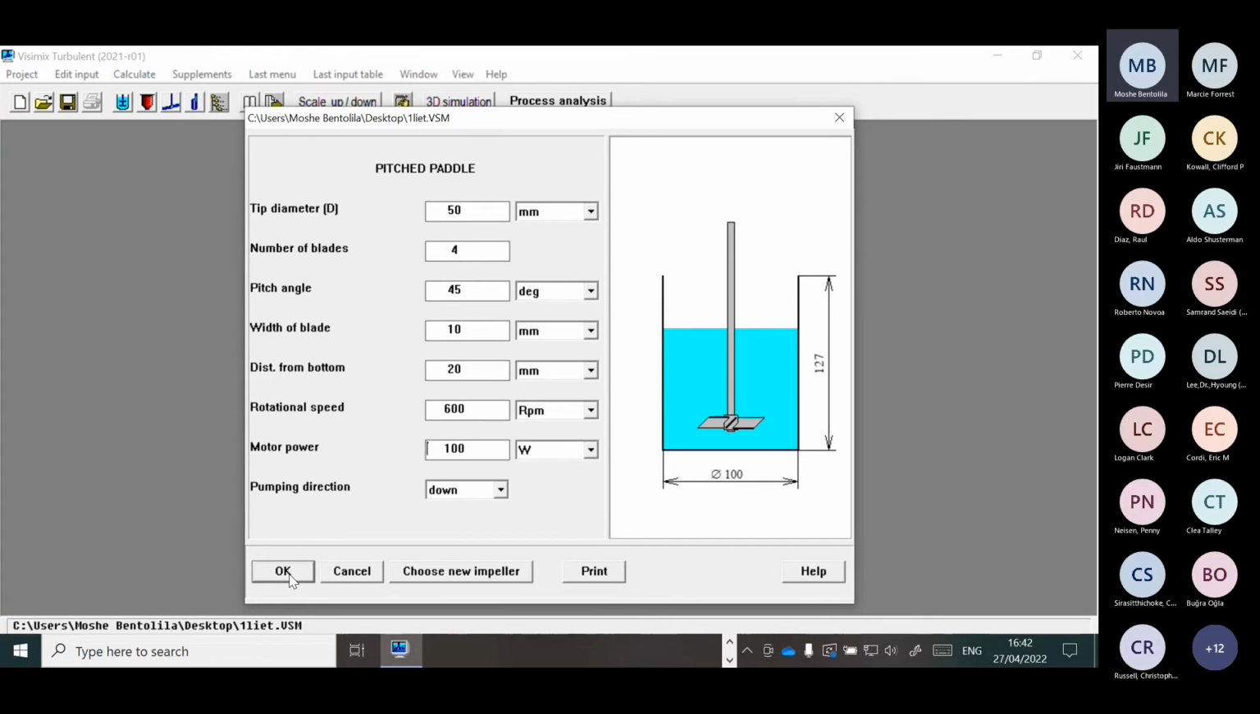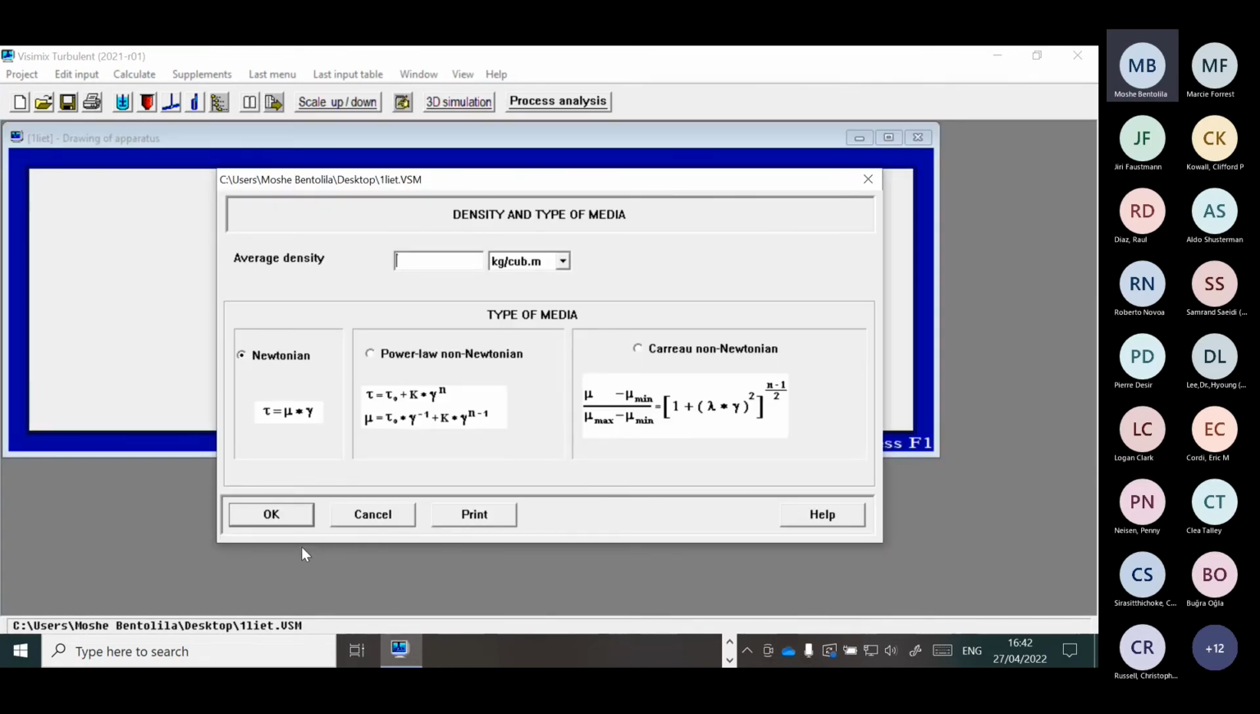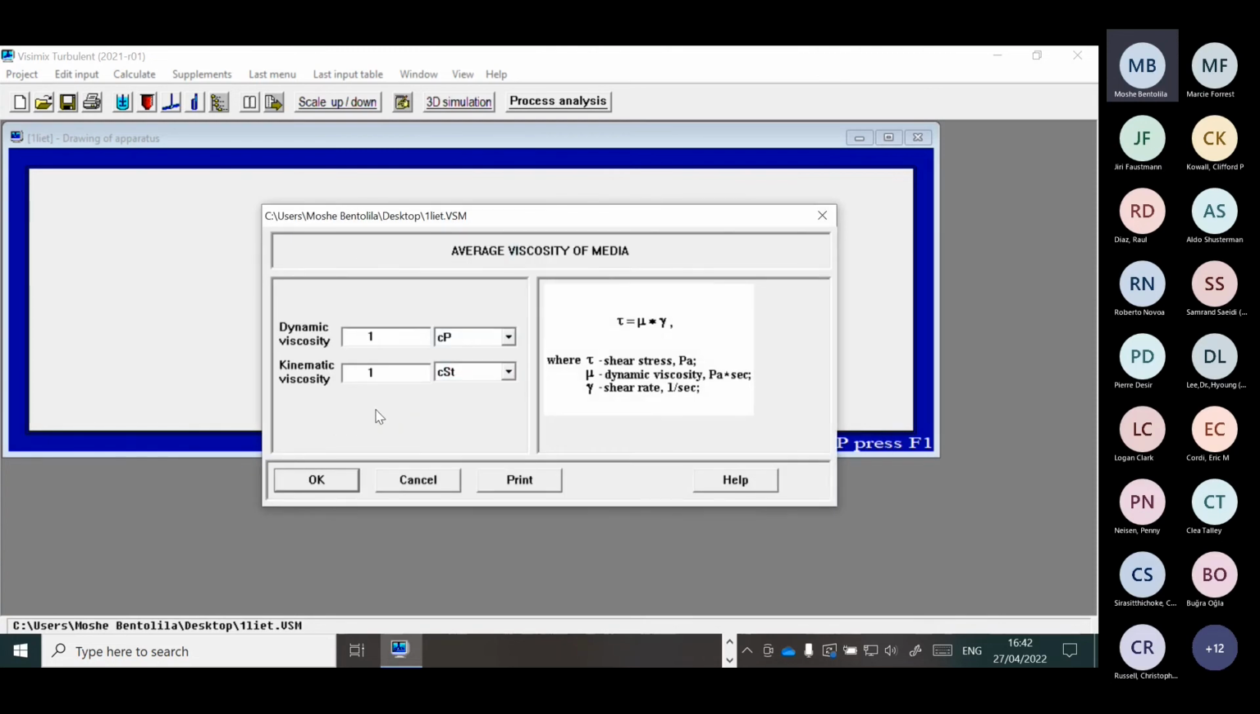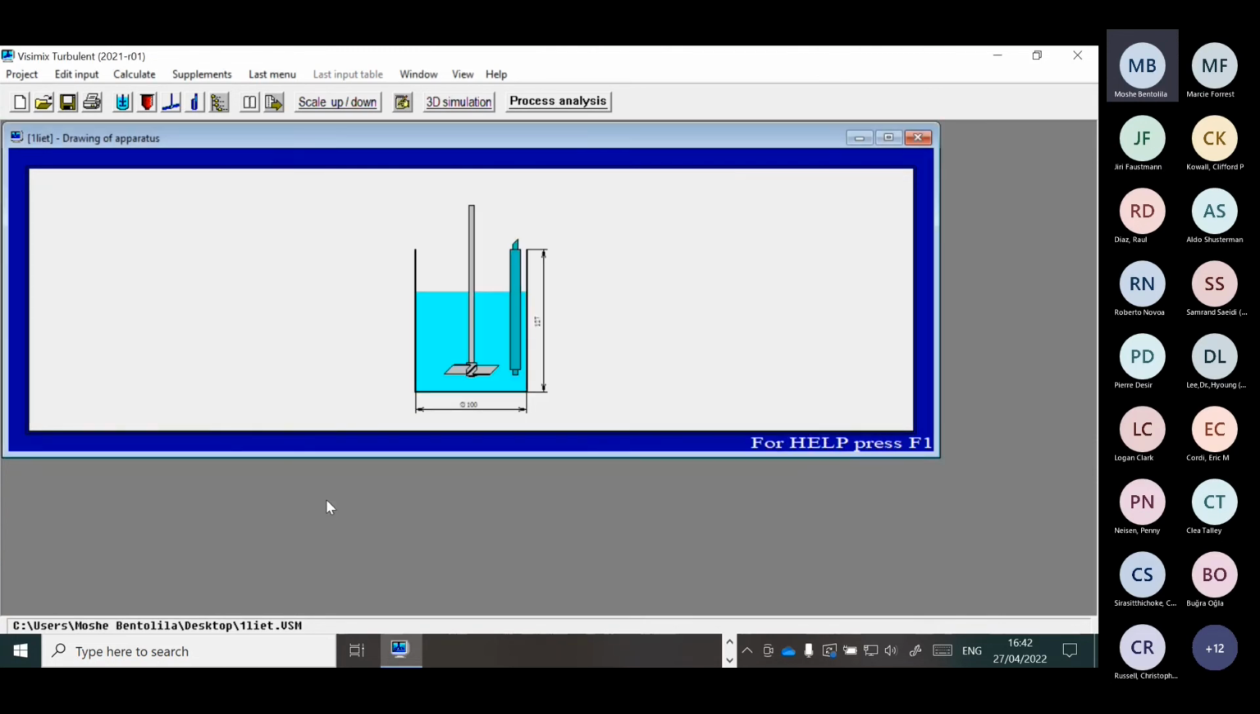And now, after we feed all the data about the geometry of the tank and the operation, we need the process. The minimum data we need is density and viscosity. So we use, for instance, density. I will use water in this stage only to save time and keep it simple, but we can fit every viscosity we want. And once we have this picture, this is my lab.